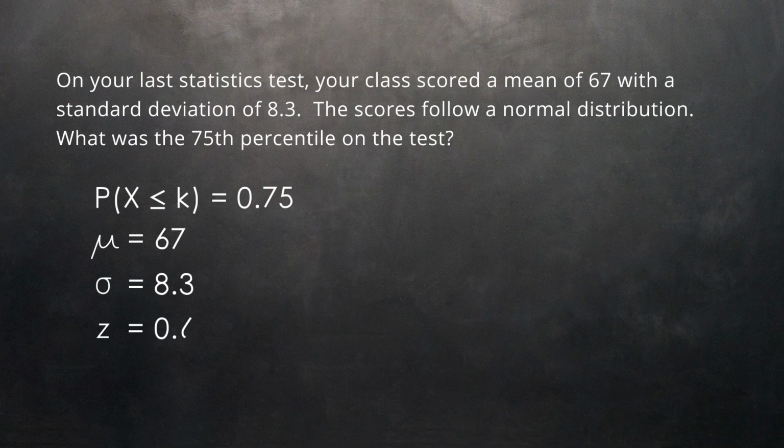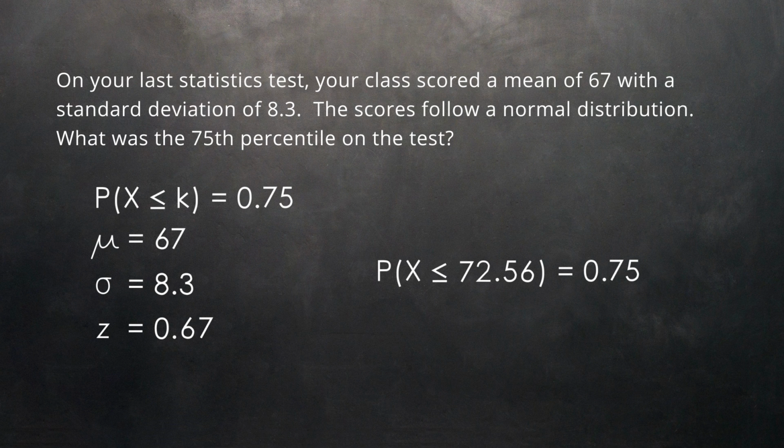Now that we know z, mu, and sigma, we can substitute in these values and solve for k. Using algebra, we can rearrange this equation to isolate for k. This means that the score of 72.56 was the 75th percentile on the test. We can also write that the probability of x being less than or equal to 72.56 is equal to 0.75.